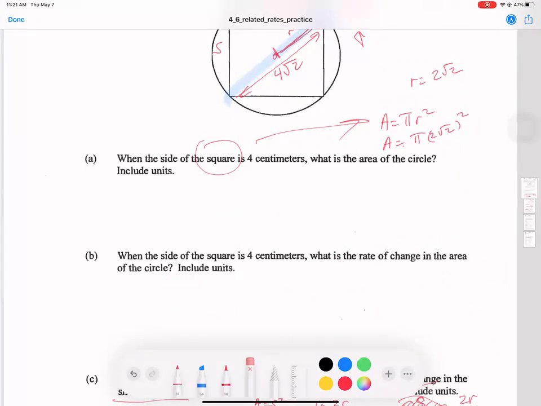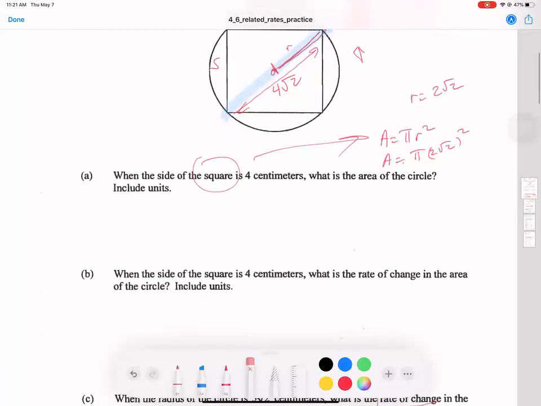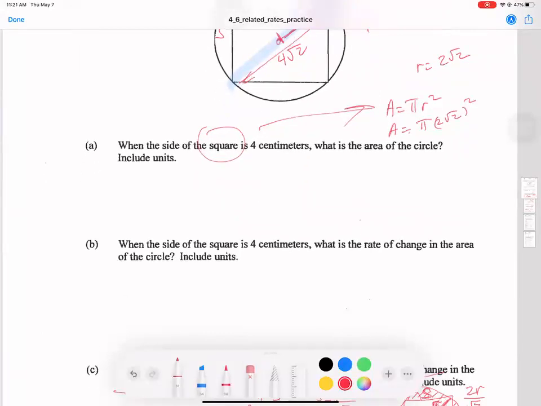So let's read this next part. When the side of a square is 4 centimeters, what is the rate of change in area of the circle? And that is the gimmick here. That is the key. What is the rate of change of area? If you go back, remember I said the constant rate of the radius was dr dt? Whenever you hear the rate, we're going to write that as a derivative. The rate of change of area is dA over dt. You want to make sure you write that. I'm looking for dA dt.